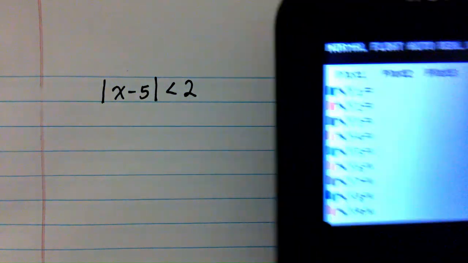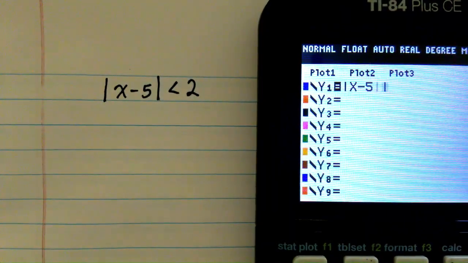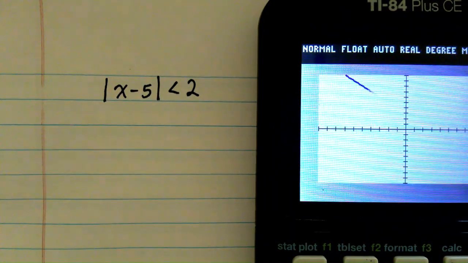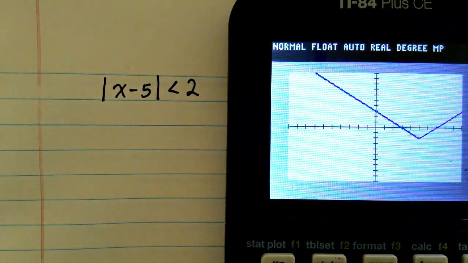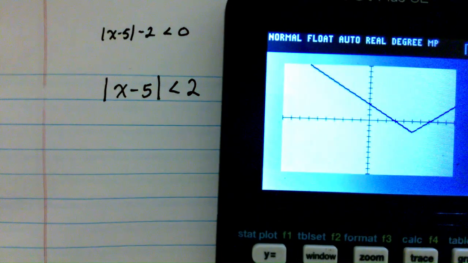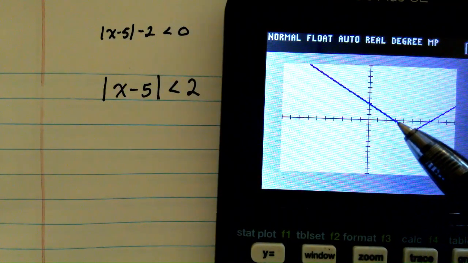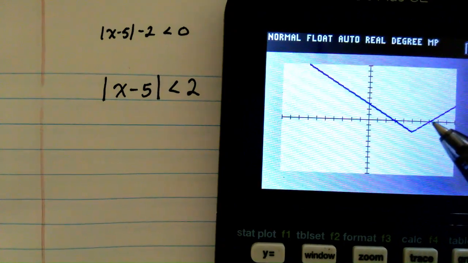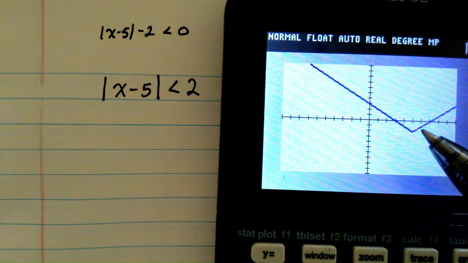Again, it's not linear, right? Well, if you have a graphing calculator, you can still graph absolute value. We have to subtract the 2, right? Okay. So I compared it, again, I'm comparing it to 0, right? When I graph it, I have to compare it to 0. And I'm seeing that it's less than 0 in between 3 and 7. But I need to support that algebraically.